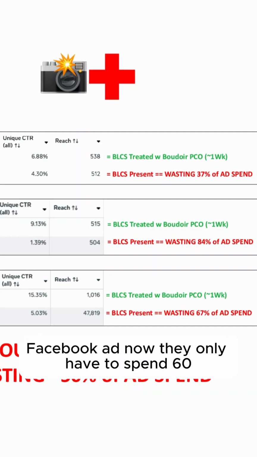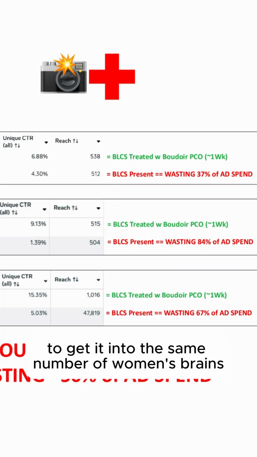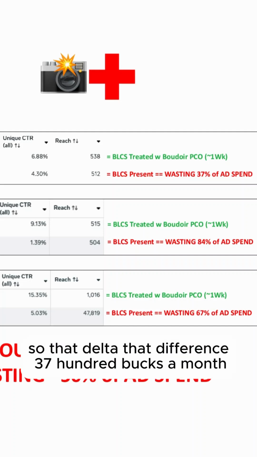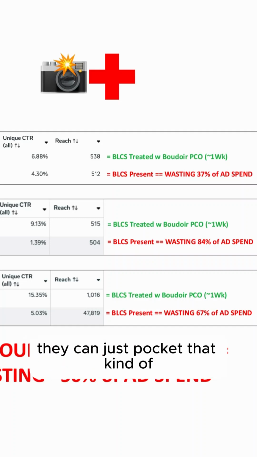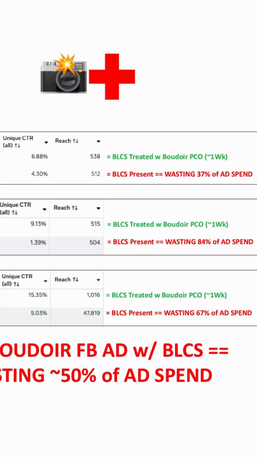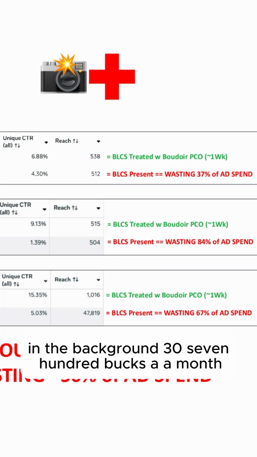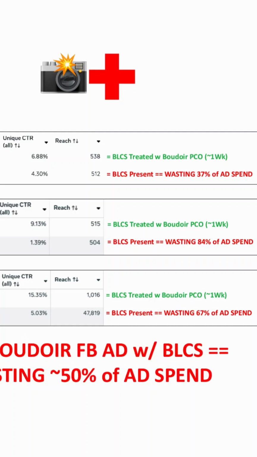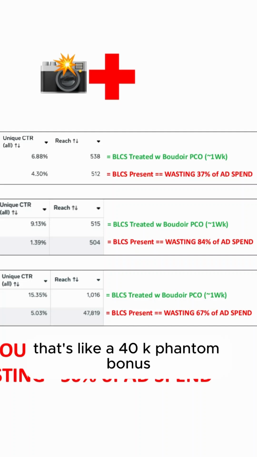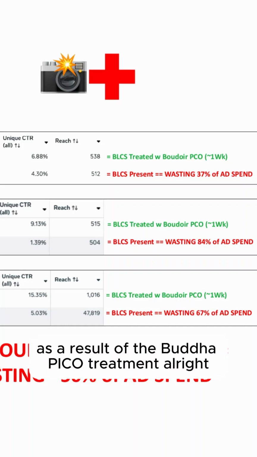Now they only have to spend $6,300 a month on the Boudoir Pico treated ad to get it into the same number of women's brains. So that delta, that difference, $3,700 a month, they can just pocket as a phantom bonus. They no longer have to spend that on ads anymore, kind of like a Boudoir Pico bonus. As long as they keep advertising, they're getting this phantom bonus in the background, $3,700 every single month. At the end of the year, that's like a 40K phantom bonus that stayed in their pocket that they didn't have to spend as a result of the Boudoir Pico treatment.